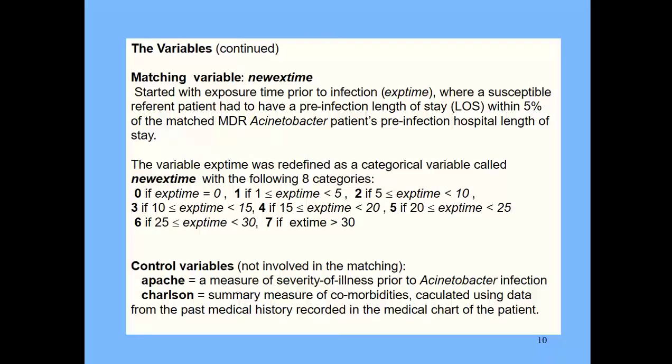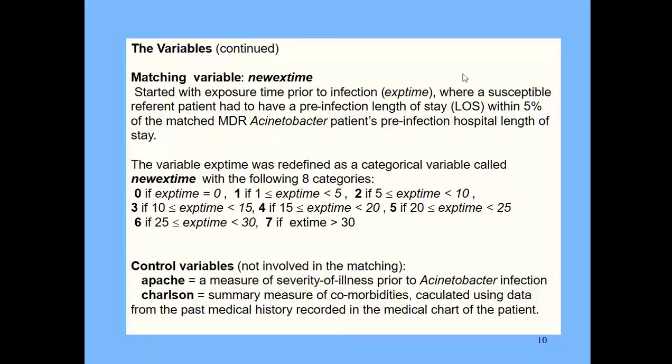And then we're controlling for the matching variables by having this variable, new x time. X time stands for exposure time. And new x time has to do with the fact that we didn't use all 56 strata. We did something to shrink the number of strata. And then there were 2 other control variables, which were called Apache and Charlson. Apache was a measure of severity of illness prior to infection, and Charlson was a summary measure of comorbidities. It's like how sick were they? How serious were they? That was the idea. 2 other variables to control for. All of this, I think, made sense.